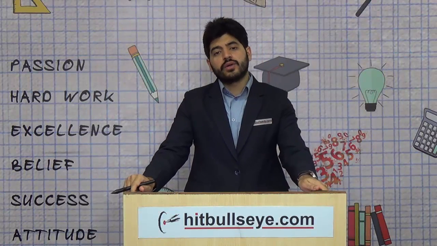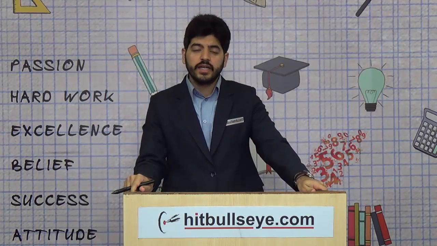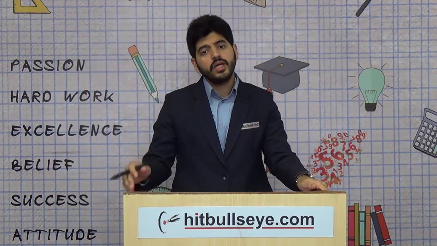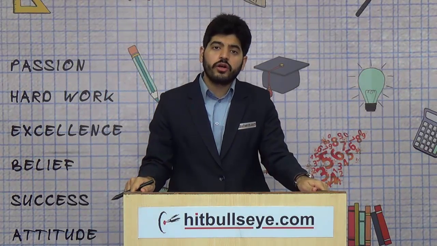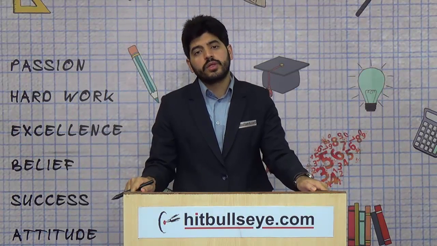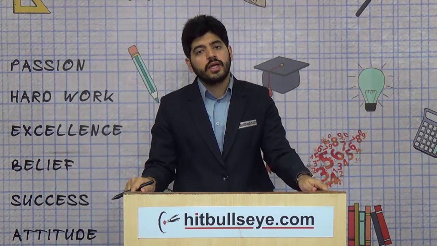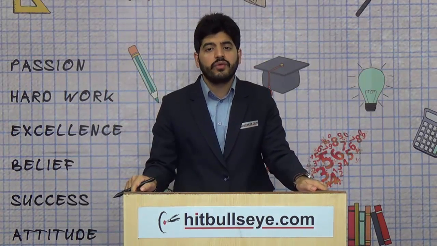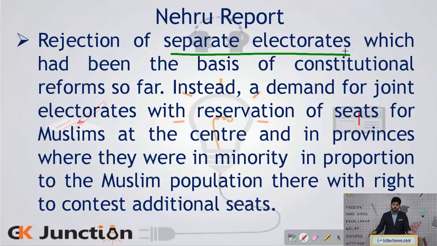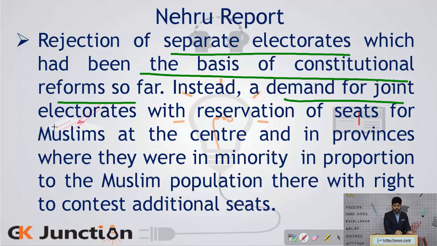What is a separate electorate? Separate electorates was a system of electing candidates by which only Hindus would be voting for Hindu candidates, Muslims would be voting for Muslim candidates, and other minorities would be voting for their own minority candidates. This is very much in contrast to the joint electorate system as we have in our country as of today. So the Nehru Report also rejected this separate electorate, which had been the basis of constitutional reform so far. Instead of these separate electorates, a demand for joint electorate was made for the country.